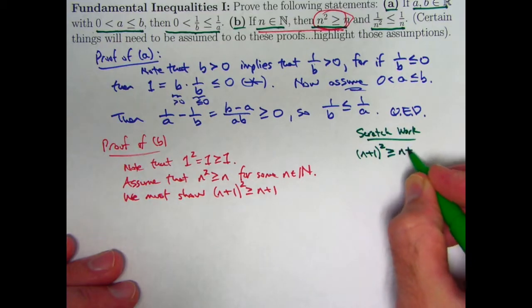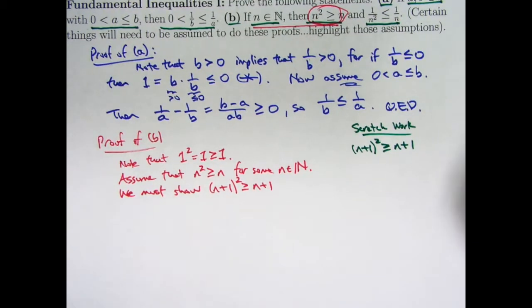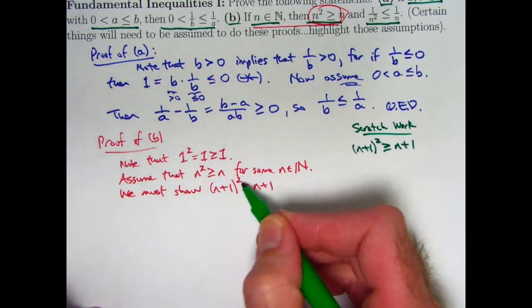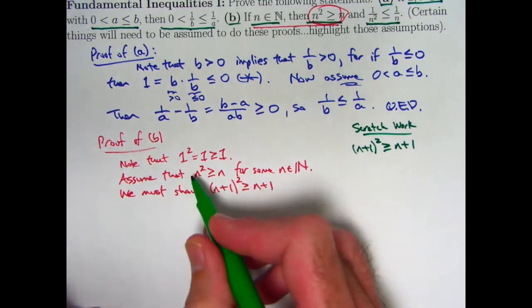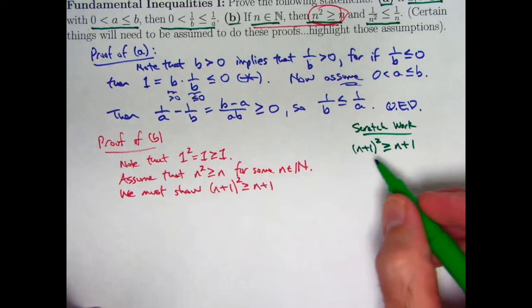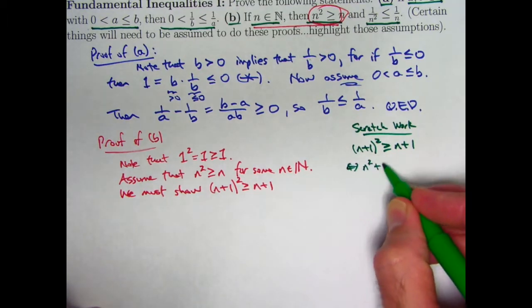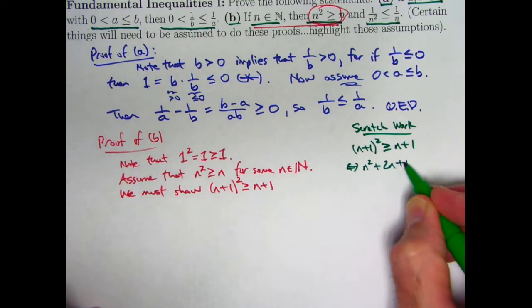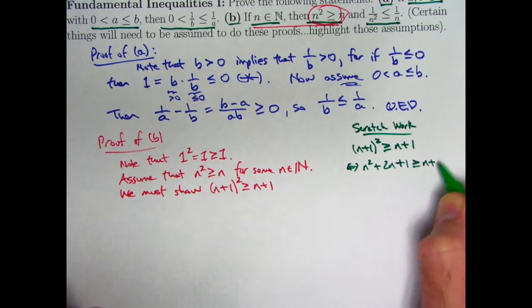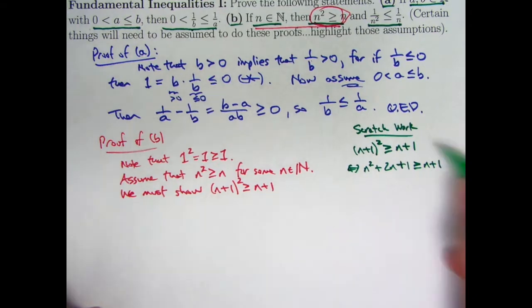In the scratch work, it might be good to simplify this and see if we can see the truth of this following from the truth of our assumption. We are assuming this inequality is true. This is equivalent, if we do some algebra to expand out the left side, to this inequality. In other words, if we can prove this one, then this one will follow.